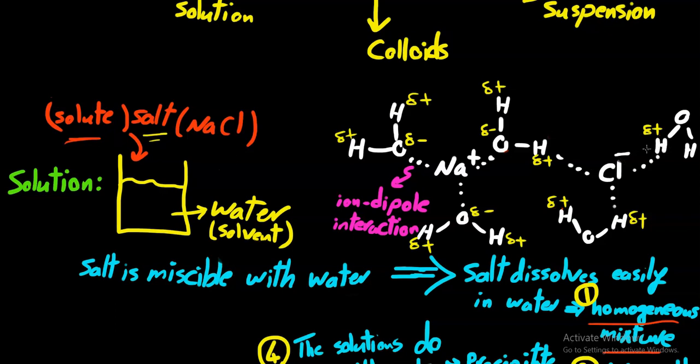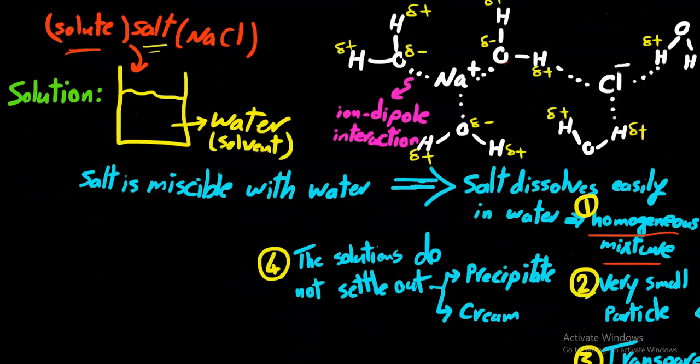So what will happen if we've got, for example, sugar in water and we haven't got any ion dipole interaction, because we haven't got any ion here? In this case, some hydrogen bond or dipole-dipole interaction, or whatever intermolecular interaction, will dissolve sugar in water. Salt is miscible with water, so salt can be completely dissolved very easily in water and make a kind of homogeneous mixture.